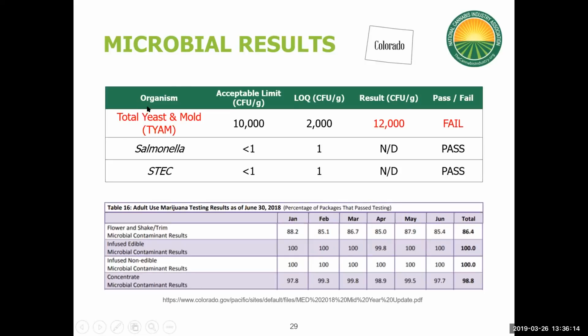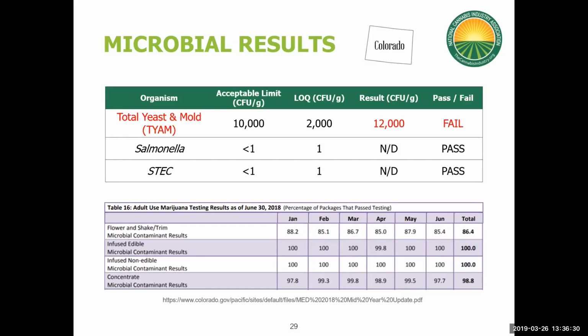And most of the tests we've discussed so far have been quantitative. This is the first example with the Salmonella and STEC results here that you see are qualitative. So what we were doing was testing for absence or presence. And in this case, we did not detect either of those bacteria.